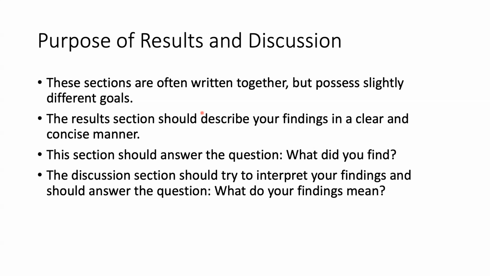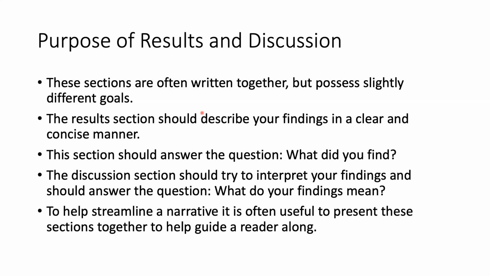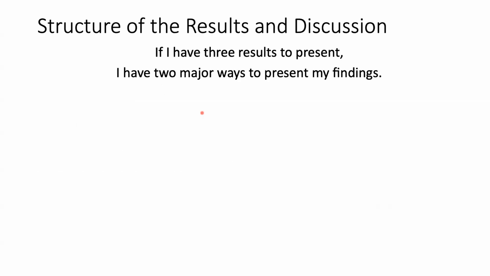Oftentimes we want to keep these two things separate. We want to be very clear what's fact and what's opinion. But sometimes, in order to get a good narrative, we want to bring these two together. Again, one of the big things to remember when you're writing a paper is that you're trying to generate a narrative, a story. So whenever you're writing the results, you should always be thinking about the discussion, and whenever you're writing the discussion, you should always be thinking about your results, no matter how these two are connected.